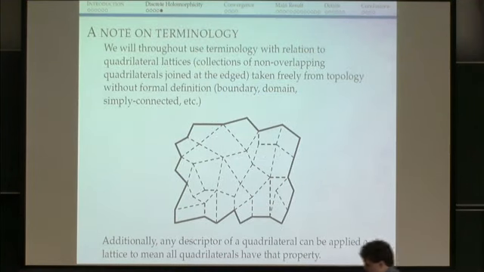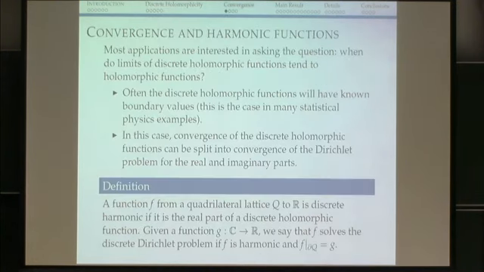So just a note on terminology, because I'm going to say some things without necessarily defining everything that I mean. If I talk about, say, a simply connected quadrilateral lattice, that just means that if you union the quadrilaterals, it's simply connected. So in general, if I say anything topological, I just mean union together the quadrilaterals. That'll give you some domain, then apply that topological term. And also, if I ever say anything about quadrilaterals, then I just mean that thing holds for every quadrilateral in the lattice. Like if I call something a rhombic lattice, the lattice where everything's a rhombus. Okay.